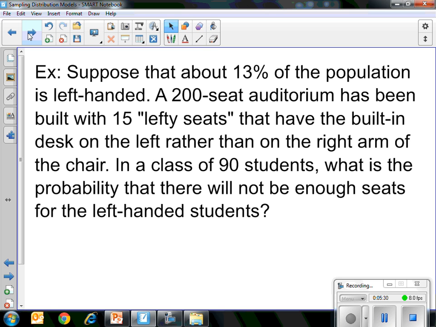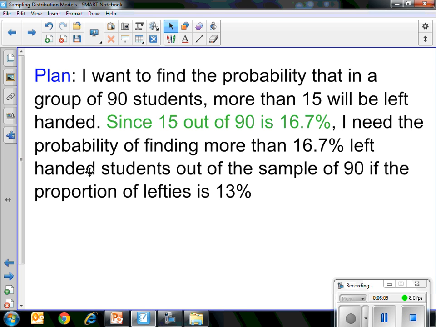And then let's move on to another type. So here's one more. Suppose that about 13% of the population is left-handed. A 200-seat auditorium has been built with 15 lefty seats that have a built-in desk on the left side rather than the right arm of the chair. In a class of 90 students, what is the probability that there will not be enough seats for the left-handed students? All right, so let's take a look at how to solve that.